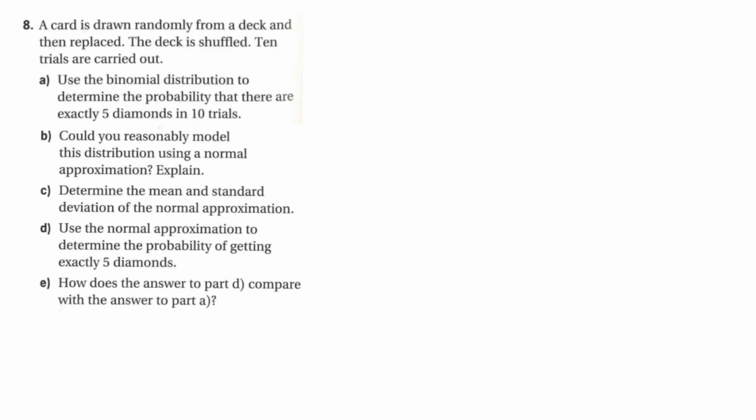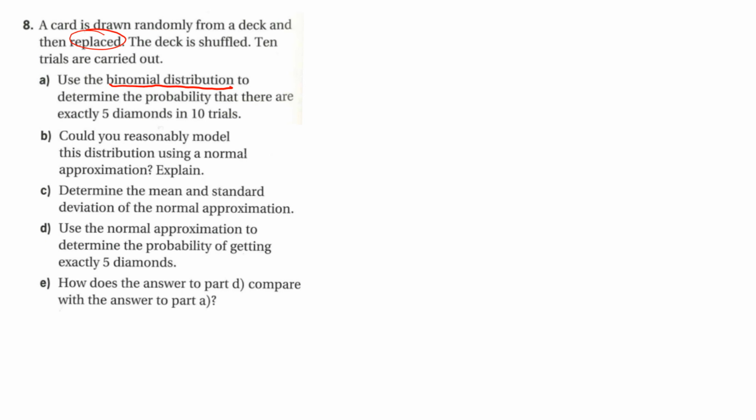Let's look at question 8 now. A card is drawn randomly from a deck and then replaced. The deck is shuffled, and 10 trials are carried out. We know that this follows a binomial distribution because we have replacement. A says use the binomial distribution to determine the probability that there are exactly 5 diamonds in 10 trials.